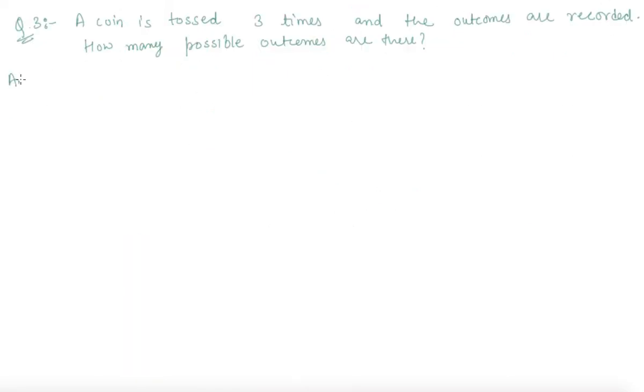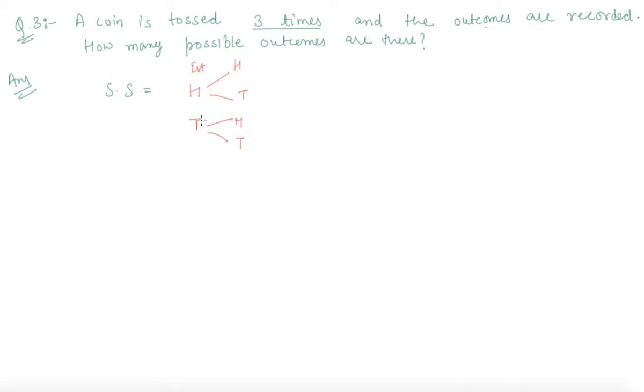So student, here is the next question in which it is given that a coin is tossed 3 times and the outcomes are recorded. So how many total possible outcomes are there? Okay, so we need to find the sample space. Whenever you toss a coin, there are two possibilities, it will be a head or it will be a tail. Okay, so this is the first coin. Now when the second coin is tossed, there are again two possibilities, head or tail.